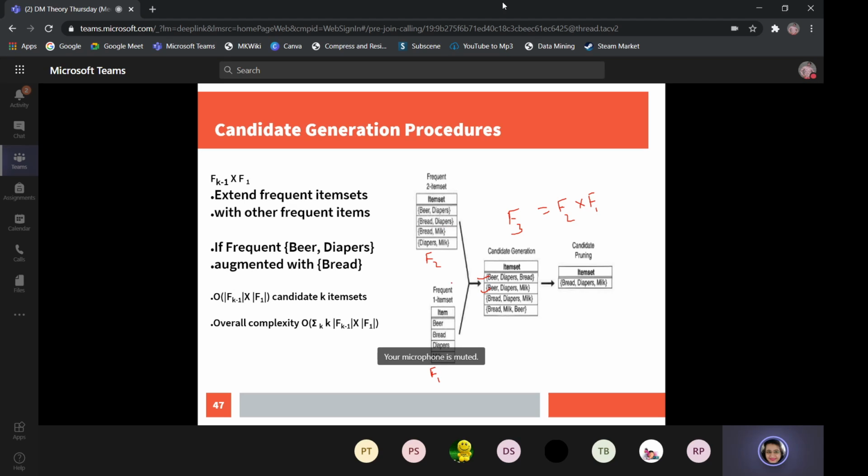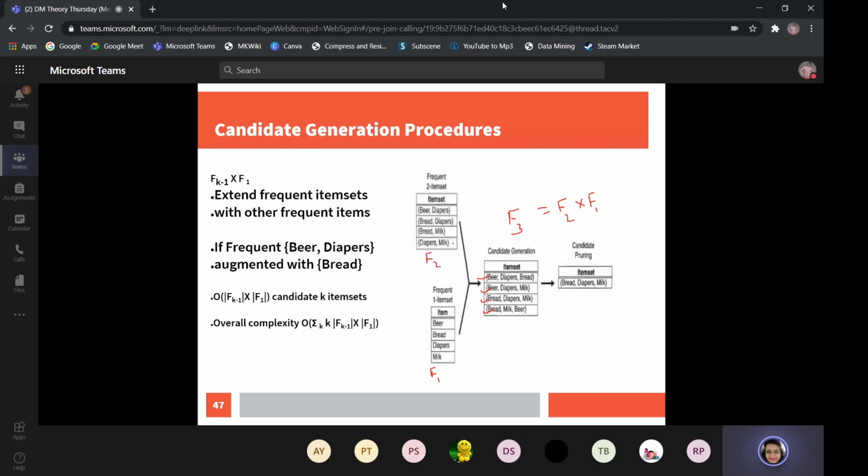Then bread and diapers: with beer is already covered, so you need not write it again. Bread and diapers with bread or diapers cannot be combined. But bread, diapers and milk can be combined, so you have written it over here. Then bread and milk: bread, milk and beer is not covered, so you write it here. Bread, milk and bread cannot be combined. Bread, milk and diapers is already done, and bread, milk and milk cannot be combined.